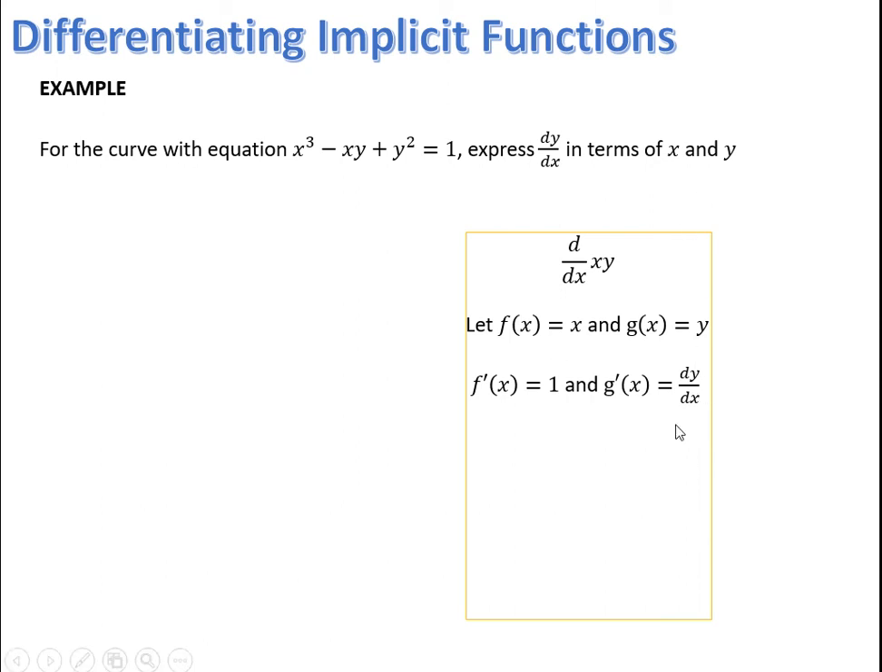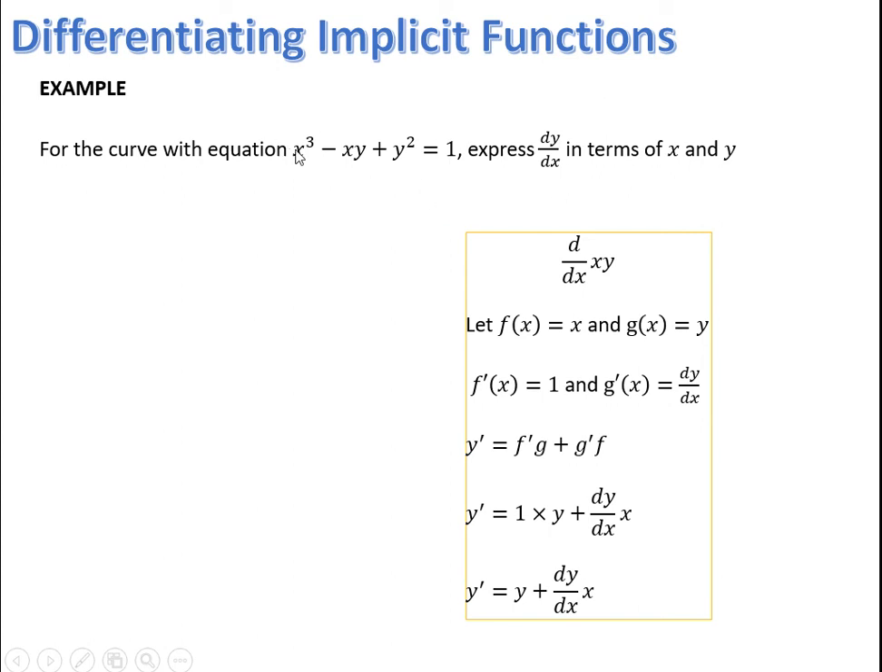Now I need to apply the product rule. So f dash g plus g dash f, which is 1 times y plus dy by dx times x, which simplifies to just y plus dy by dx x, or x dy by dx. The y squared, we did in the previous one. It's just 2y. So it's the function differentiated with respect to y, which is 2y times dy by dx.